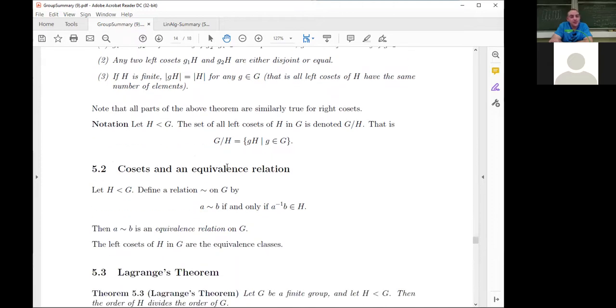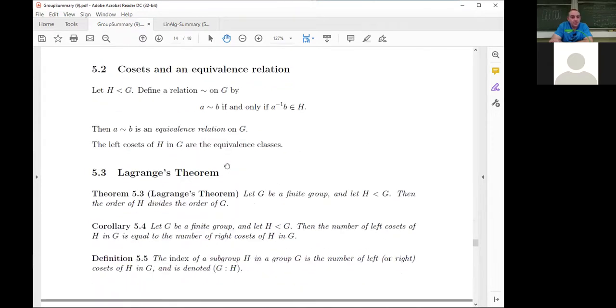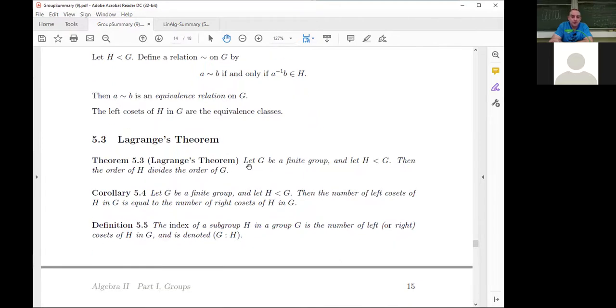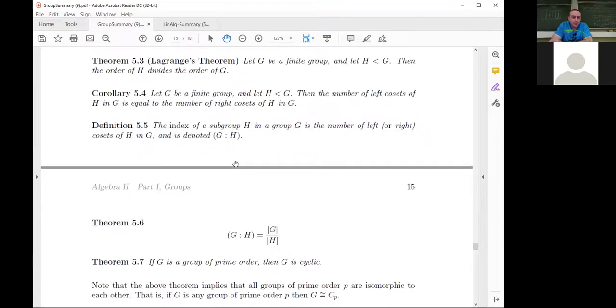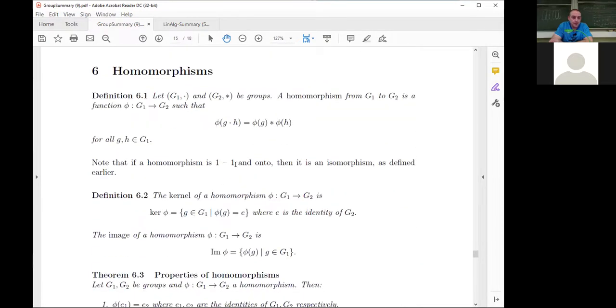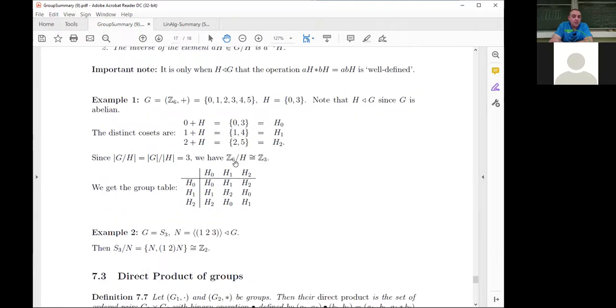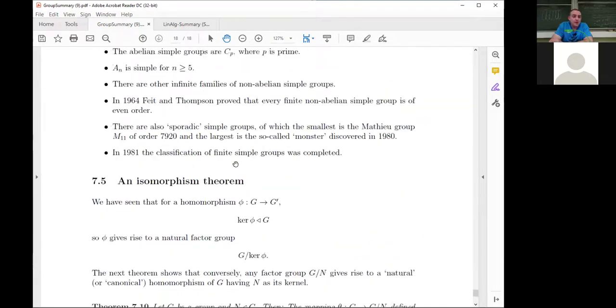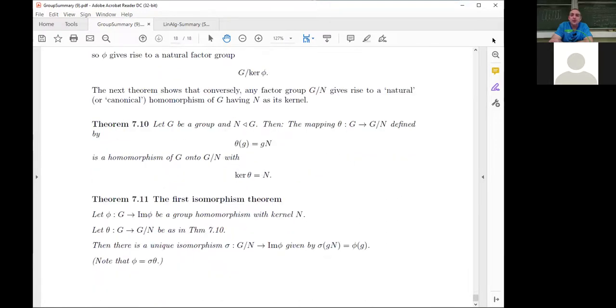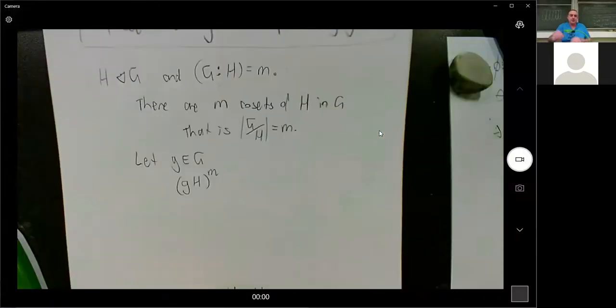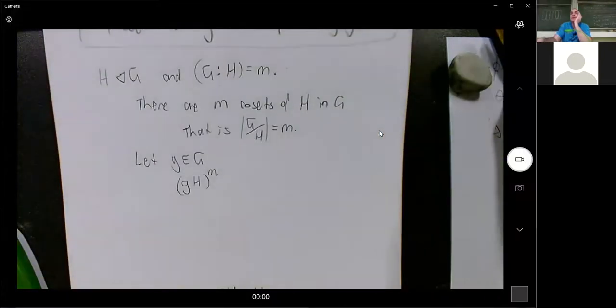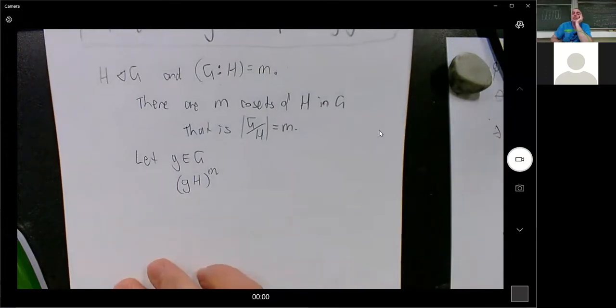Oh, maybe it comes after this though. Yeah, Lagrange's theorem. The order of H divides the order of G. Oh, it's not there. I'm annoyed. Okay, we're gonna have to do it ourselves. Yep, that's what I was looking at.